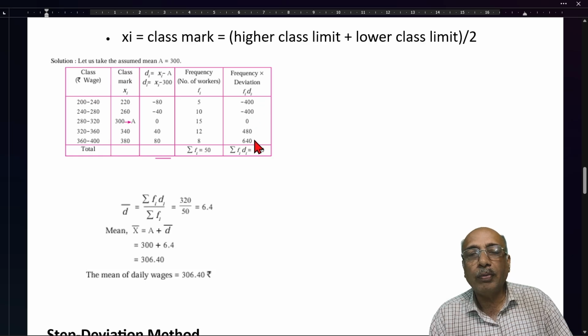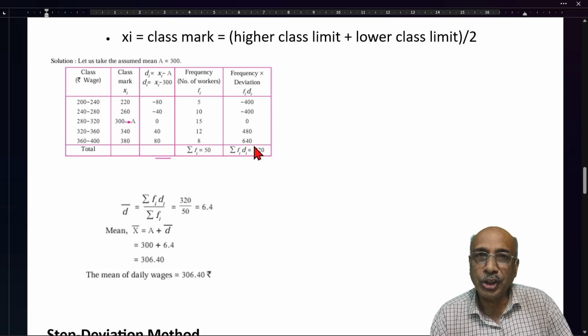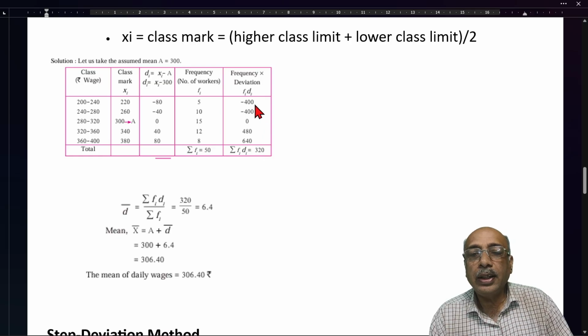While performing the addition of these, here the negative numbers are to be added: minus 400, minus 400, minus 800.